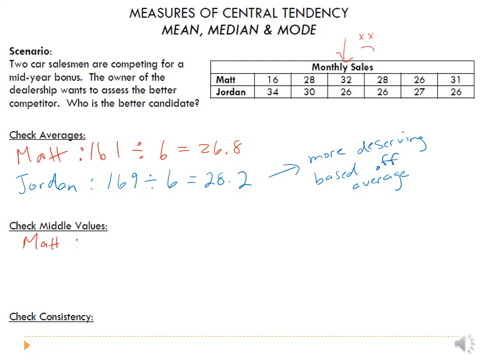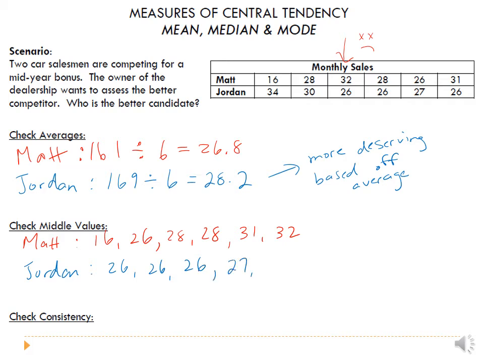So if we take Matt's numbers and organize them from smallest to largest: 16, then 26, 28 happens twice, and then 31 and 32. And while we're here, we'll just do Jordan's as well. From smallest to largest, Jordan actually has 26 three times, and then 27, 30, and 34.